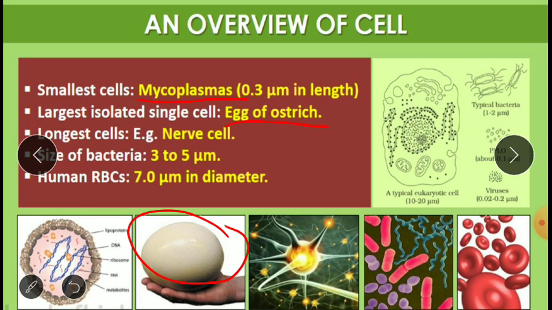Coming to the longest cell. The longest cell is the nerve cell, which is present in your brain, carrying the information from the brain. It is the longest cell. The size of a bacterium is around 3 to 5 micrometer. And the human RBCs are around 7 micrometer in diameter. So these are the different types of cells.